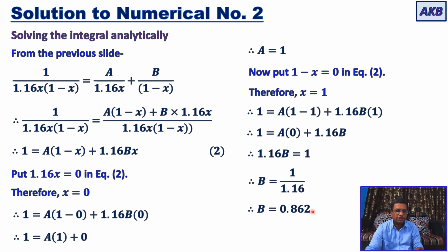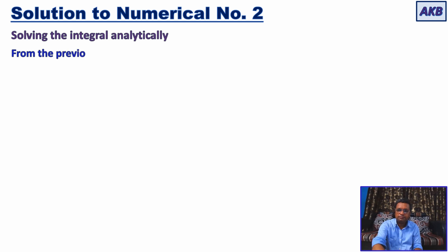as 0.862. Okay, so in this way we have got values for both the constants. A is 1 and b is 0.862. Okay, so now you have two simple terms which can be easily integrated, and the result will be we are going to get integration for the complicated term, not that complicated but somewhat complicated term. Okay, so let us do it.